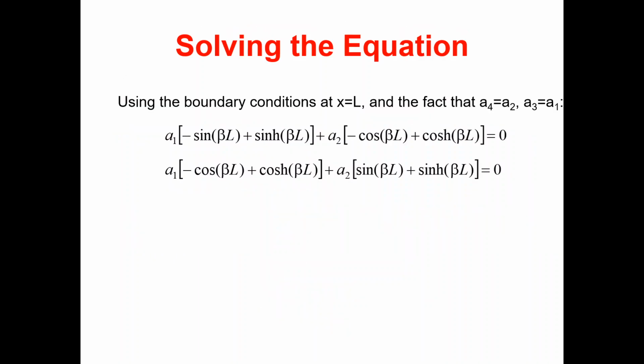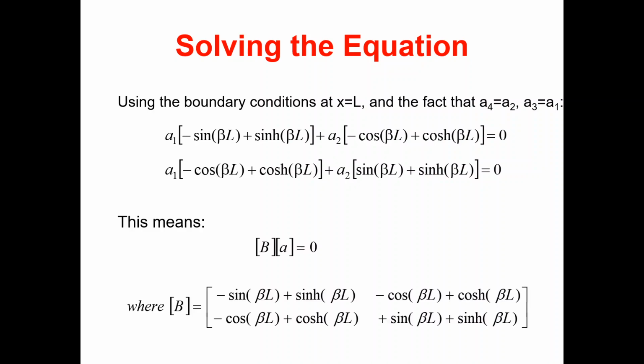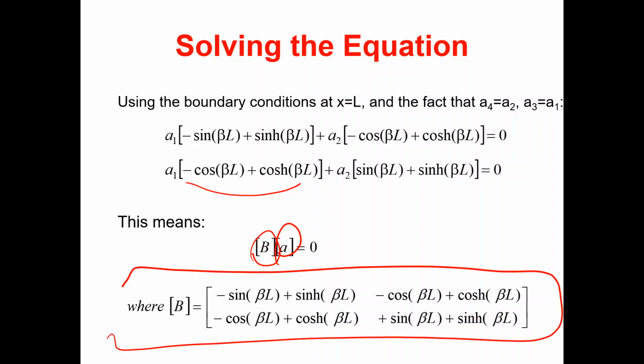So based on this, we can rewrite the equations as follows. We can just replace A3 and A4 by A1 and A2 and pack the equations together, taking A1 and A2 out essentially. And this is equal to a system of equations, a matrix B, which represents this, multiplied by the matrix A, which represents the coefficients, is going to be equal to 0, where matrix B is this.